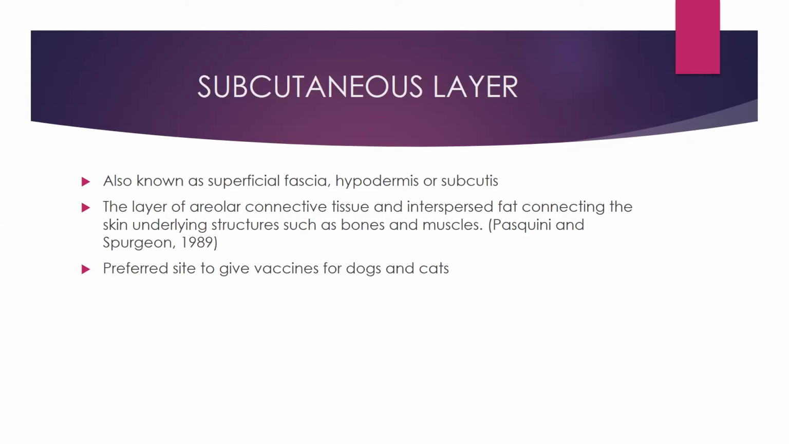So when we give vaccinations subcutaneously, there's loose skin in their neck, particularly in the nape area where the neck and the shoulders meet, for both dogs and cats. So it's easy to pick it up using your hands. Just pull it up and make sure your needle is at around a 45 degree angle, and then you're able to give injections subcutaneously.